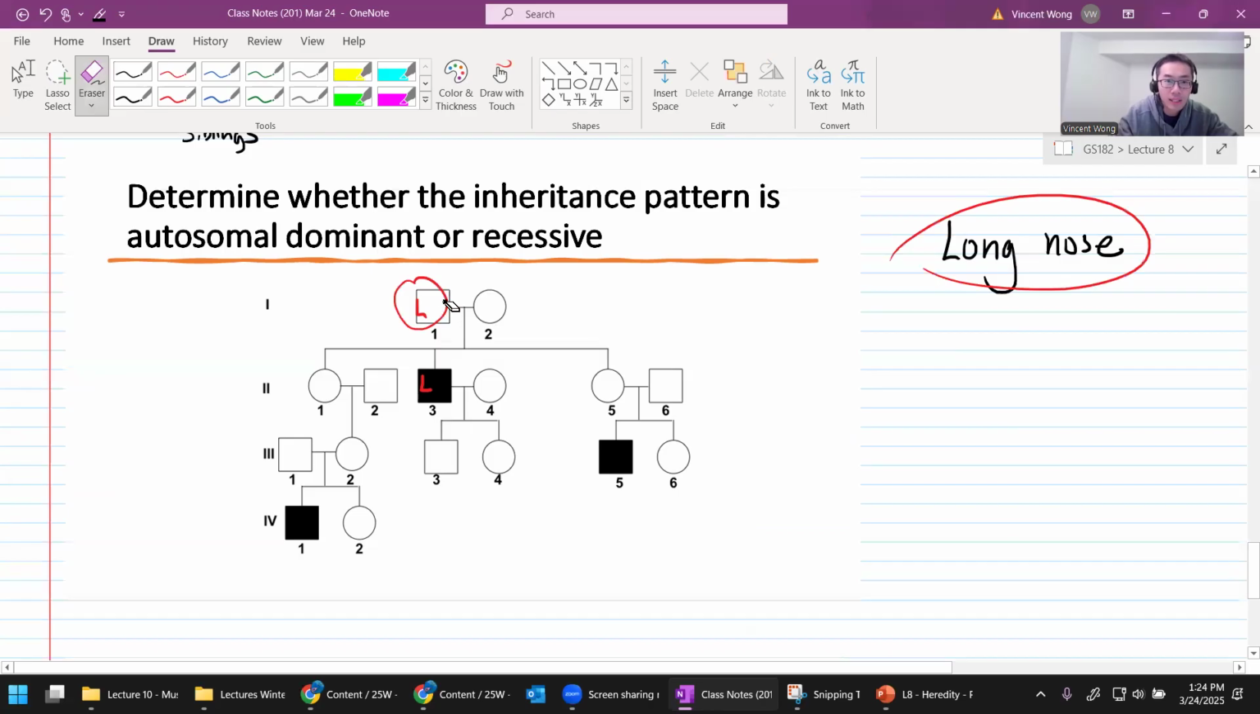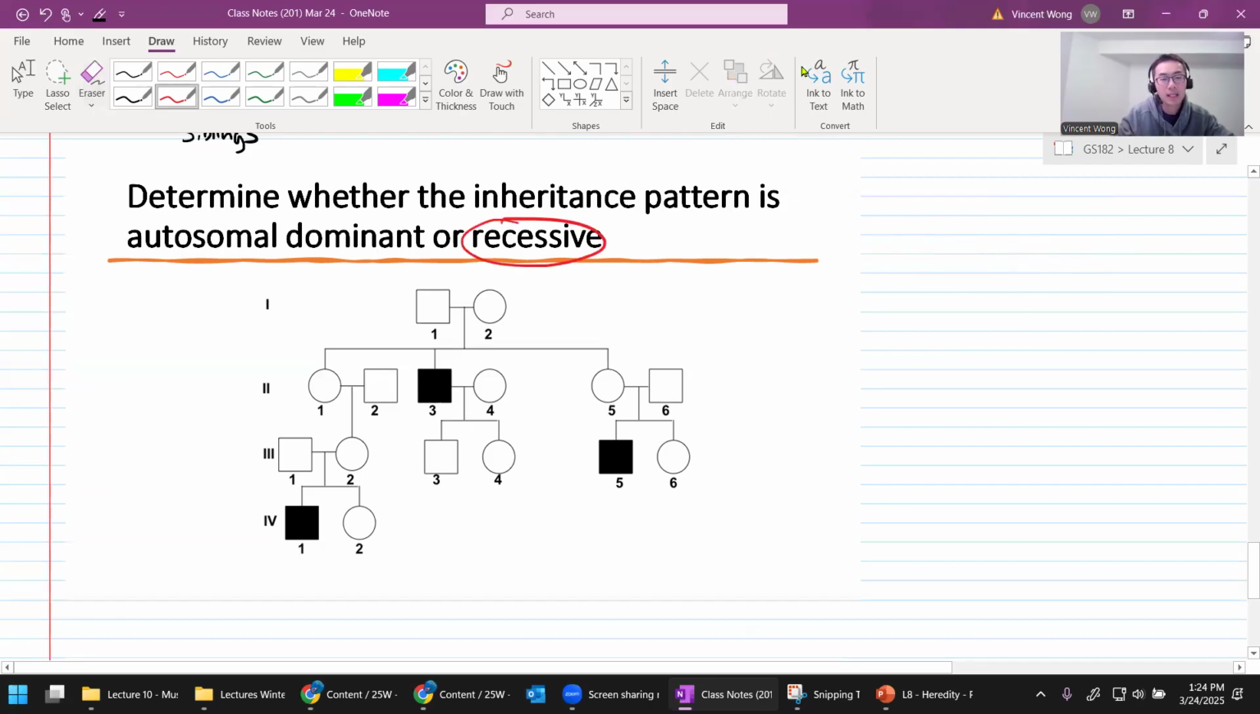The father doesn't have the long nose, so this cannot be dominant. So this is recessive. And also, generally speaking, recessive tends to skip generations. It shows up in one generation and then it's like gone.